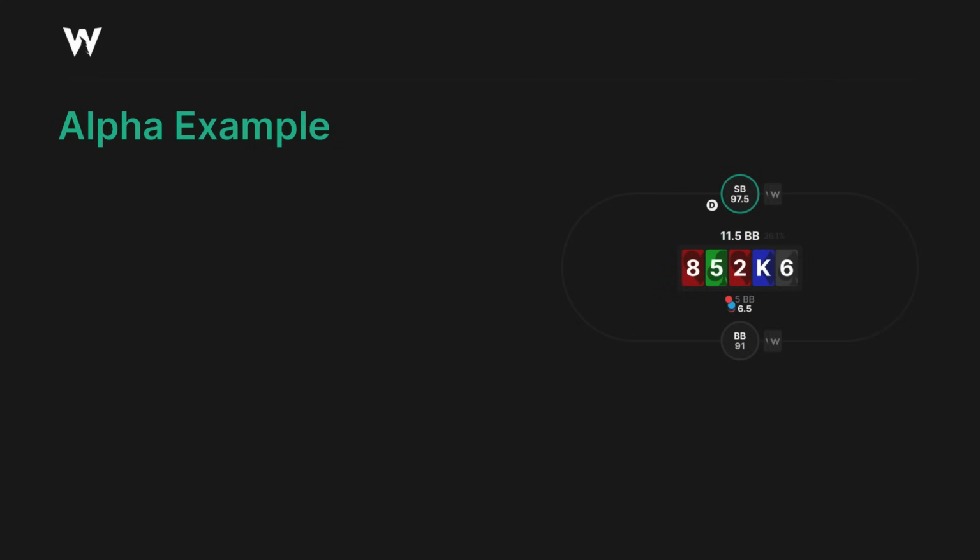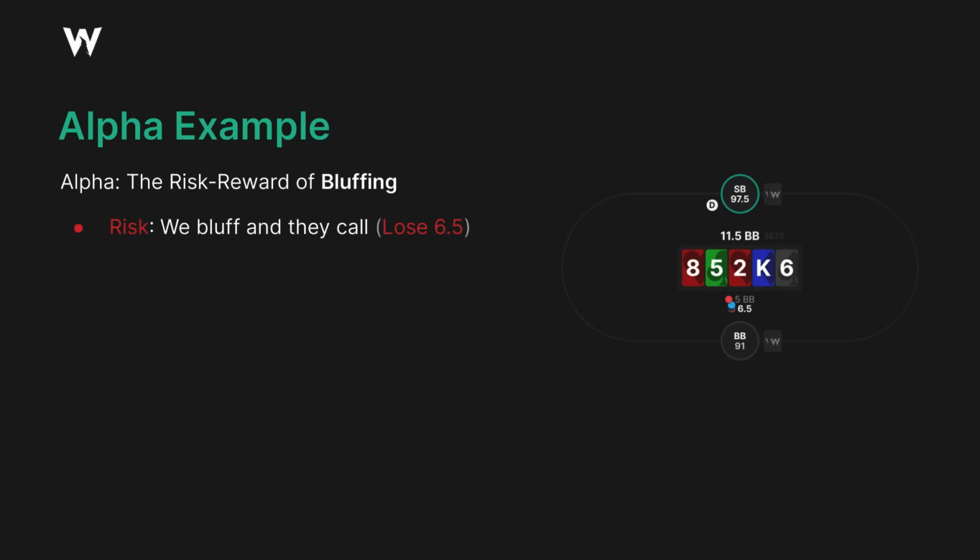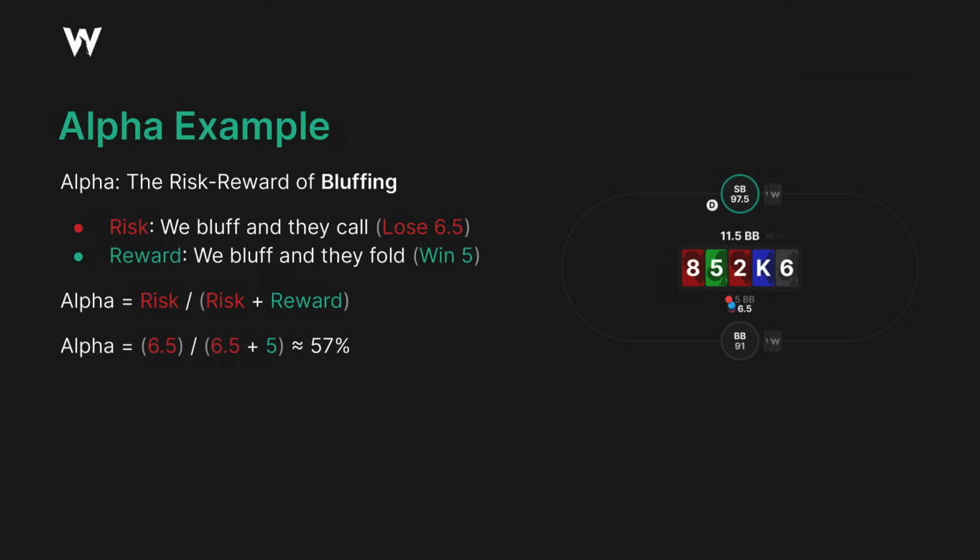Well, we know we're trying to calculate alpha. We know our risk is the amount we bluffed, 6.5. We know the reward, what we stand to gain, is the pot, 5 big blinds. We know how to calculate a break-even percentage. That's just risk divided by risk plus reward. Yes, it's the same formula as pot odds again. And we can just plug this in and figure out that in order for our bluff to break even, we need them to fold 57% of the time. If they fold more than that, we're making money. If they fold less than that, ouch, we're losing money.